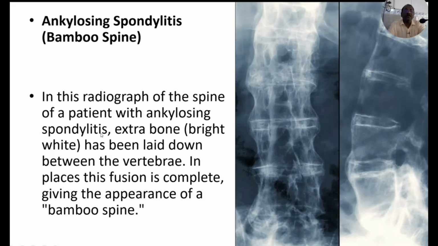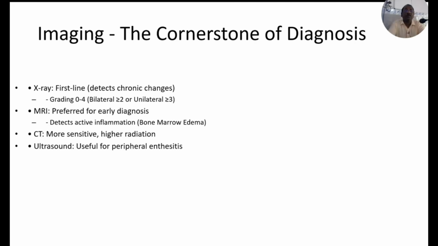See here the spine, extra bone, bright white. So these are the extra bones. See the bright ones. These are the extra bone formation between the vertebrae. In places, this fusion is complete, giving the appearance of the bamboo spine. Once this fusion is completed, it is considered a bamboo spine because of the thickening of these things. So imaging is the cornerstone of the diagnosis.